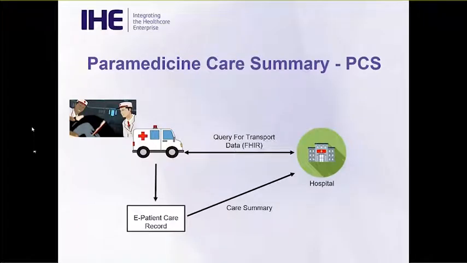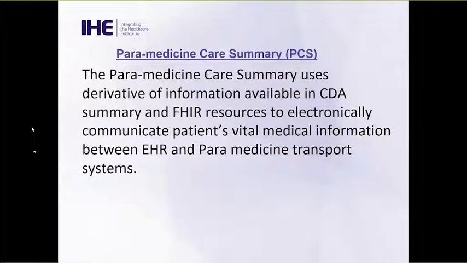All right, the next profile that I want to talk about is the Paramedicine Care Summary, or PCS. This also uses FHIR and also has a CDA component. The Paramedicine Care Summary really takes information derived from available CDA content and also FHIR resources to then electronically communicate the vital information about that patient between the paramedicine transport system and the EHR.